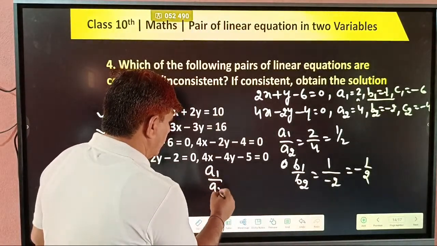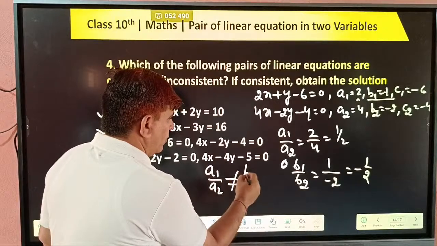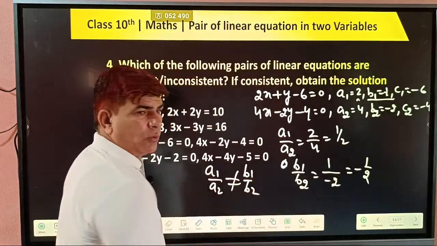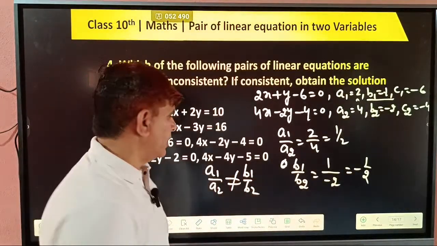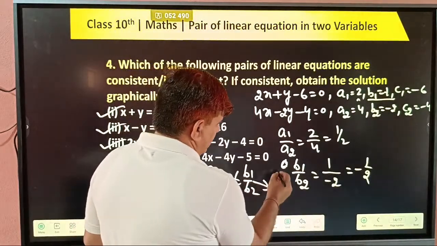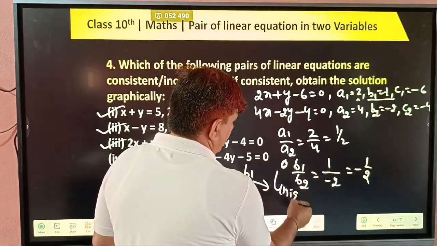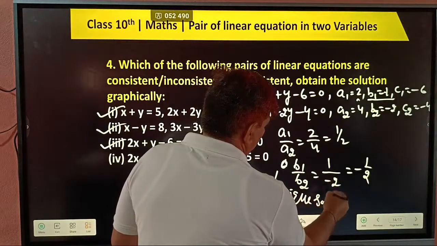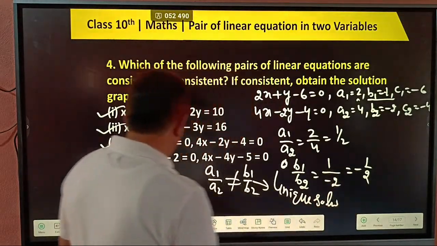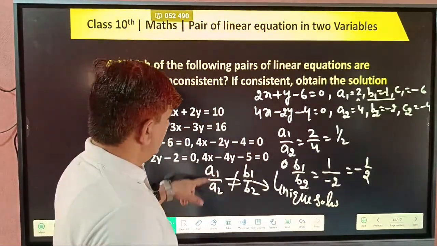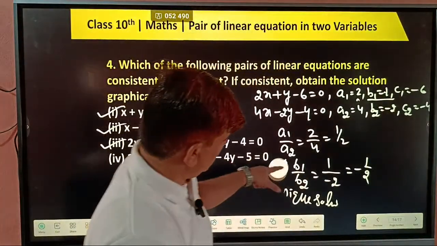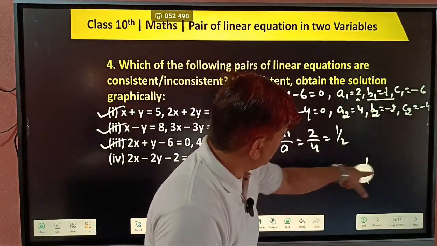So what we can say here from this? a1 by a2 is not equal to b1 by b2. What's its meaning? Its meaning, solution exists how many? Unique solution. So you have to find out this unique solution. Consistent or inconsistent? Consistent. Yes or no?